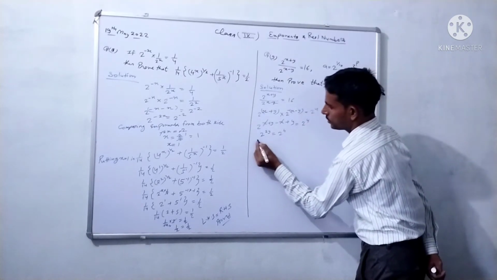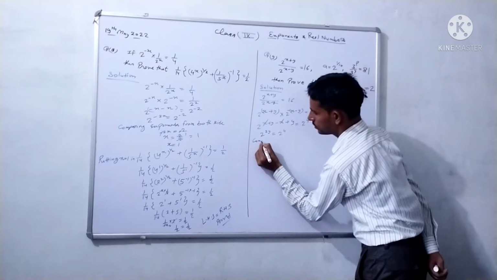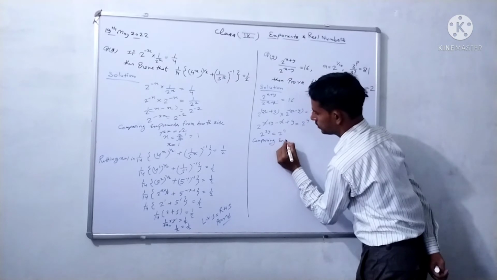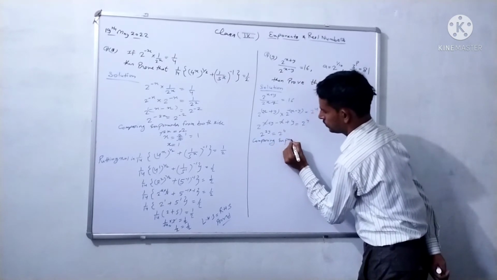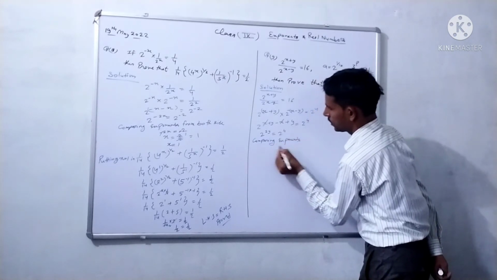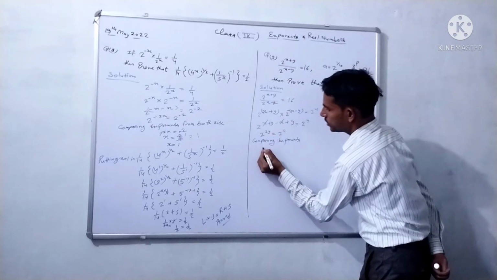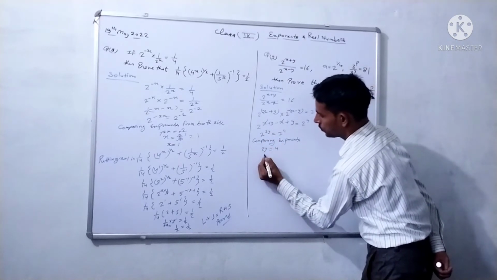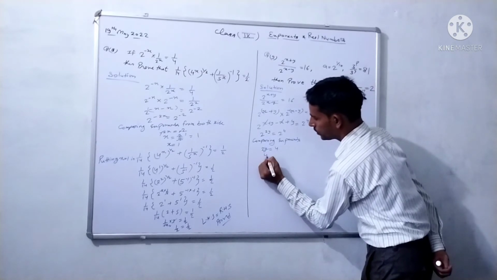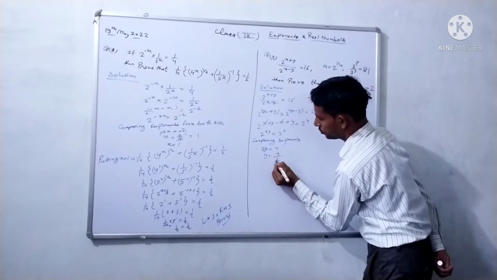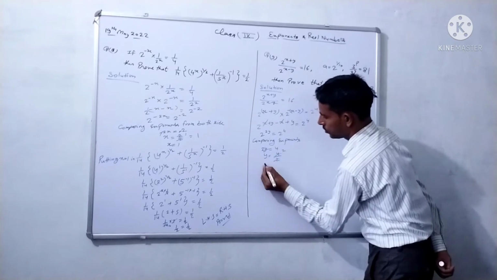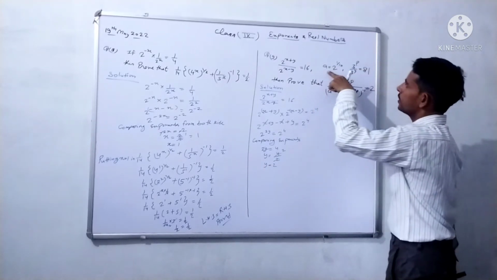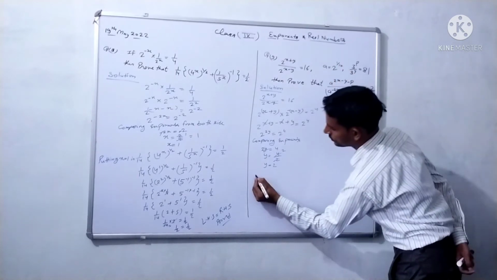Again, comparing the exponents, here the exponent is 2y, here 4. So the value of y equals 2. So y equals 2.